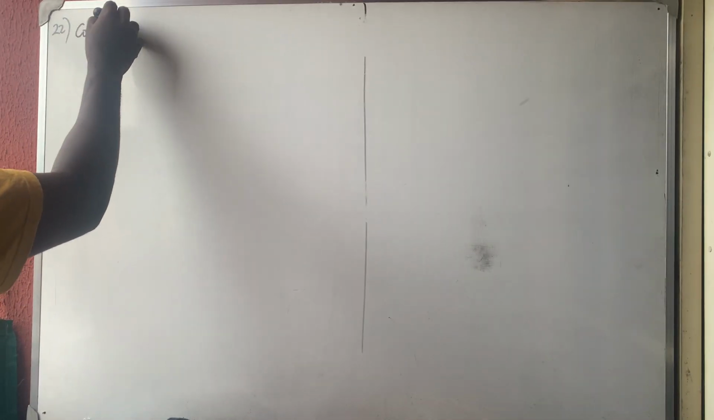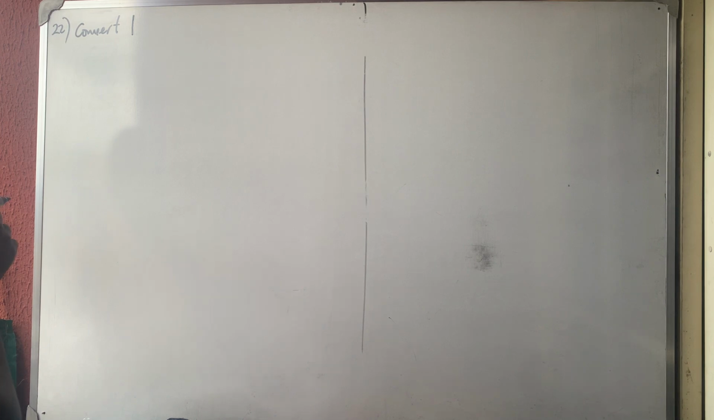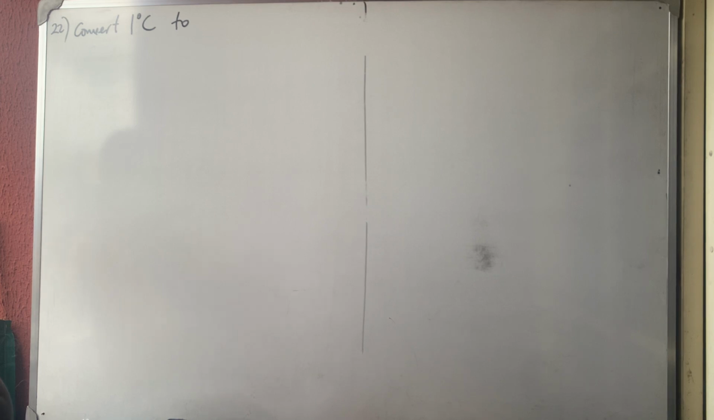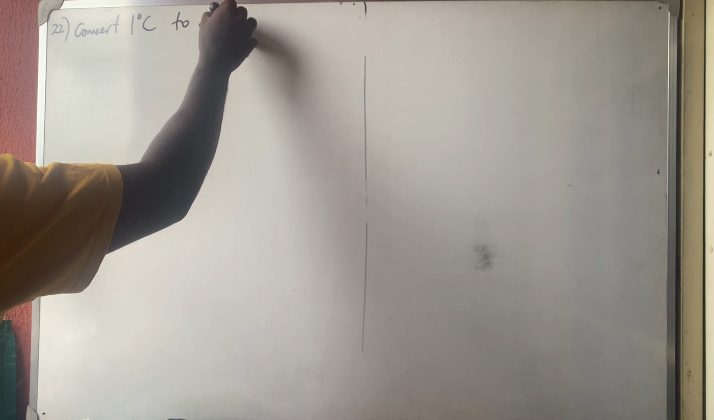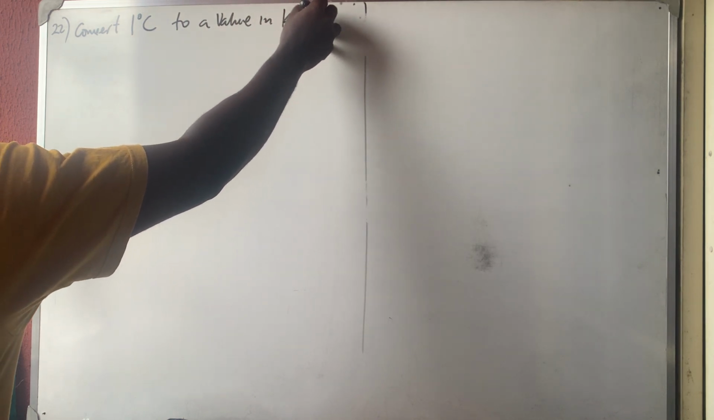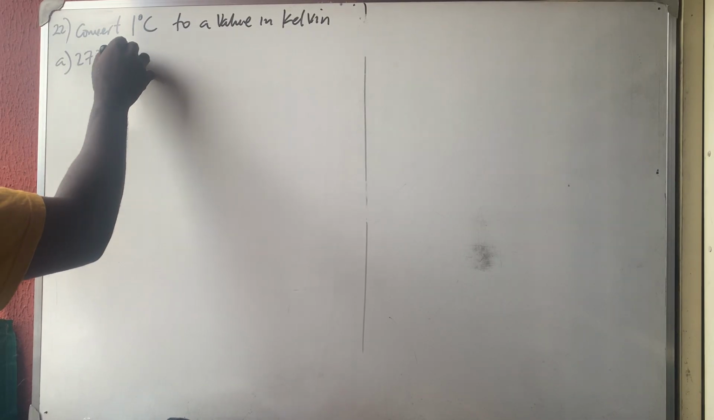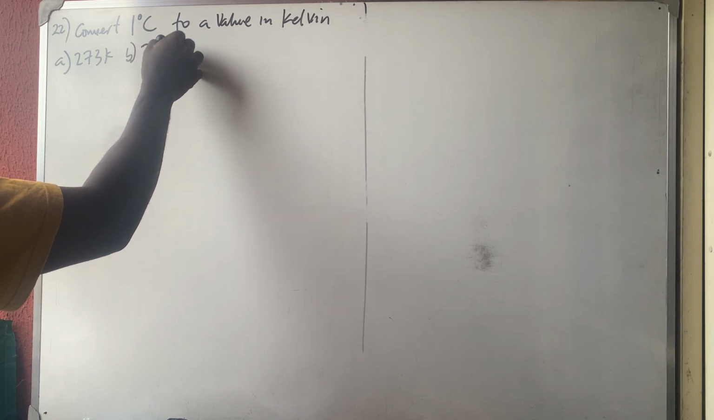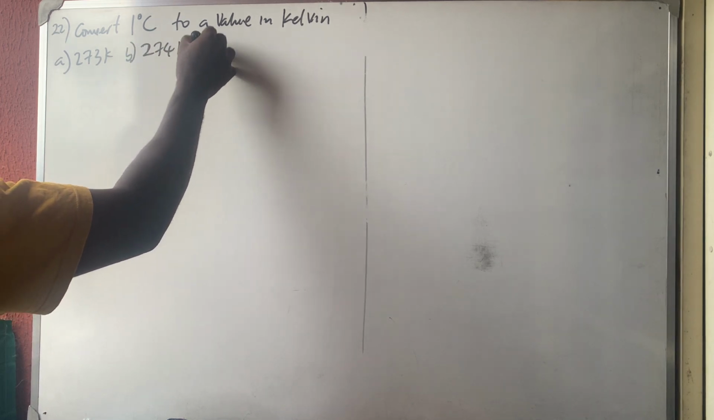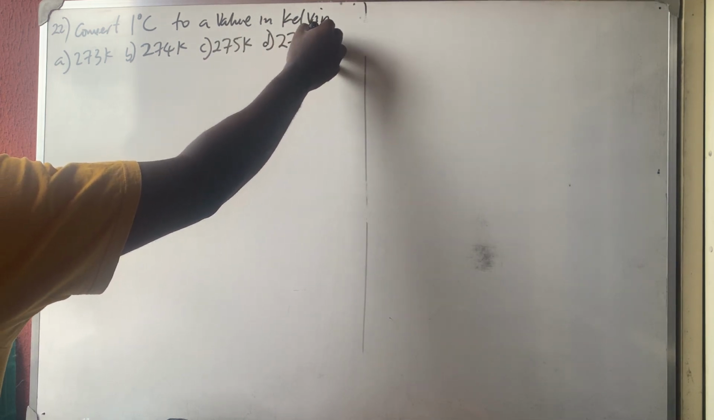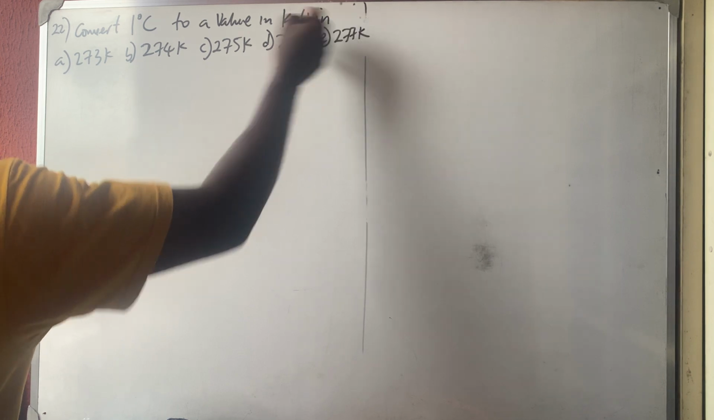Okay. Question number 22 said, convert 1 degree Celsius to a value in Kelvin. They said A, 273 Kelvin, B, 274 Kelvin, C, 275 Kelvin, D, 276 Kelvin, E, 277 Kelvin.